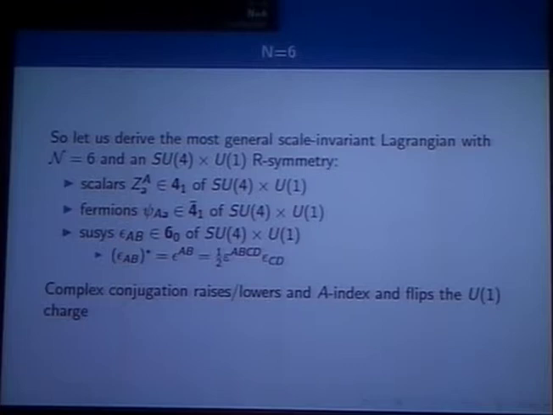So what I wanted to do here is to go back to the discussion that John and I had worked on, to derive the most general scale invariant Lagrangian. So scale invariant is important here. You can add mass terms. And not go for SO(8), but to go for SU(4) times U(1).